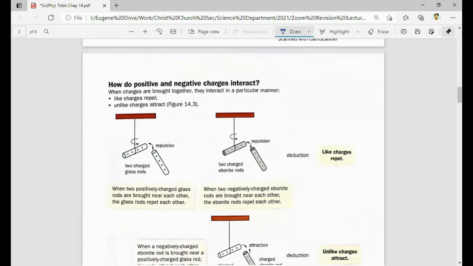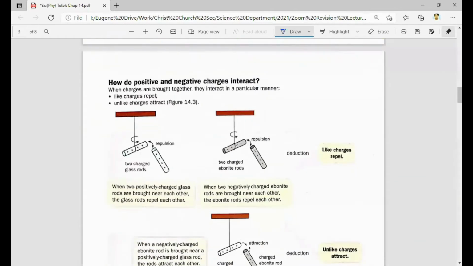Okay, next one. Now, how do positive and negative charges interact? So I need you to take note here.